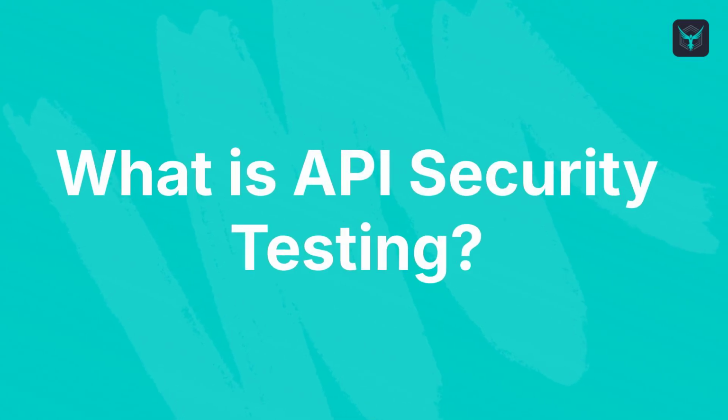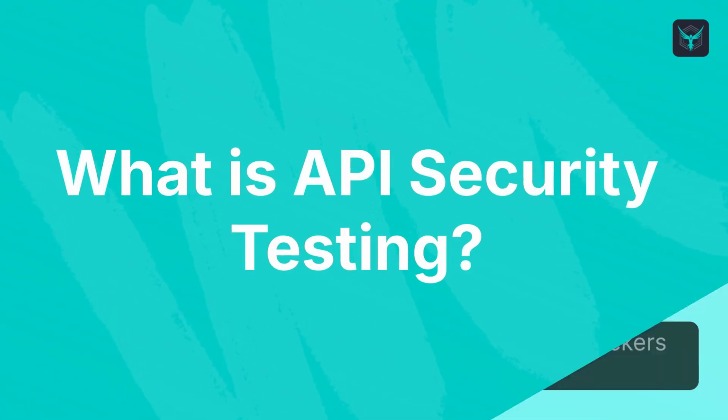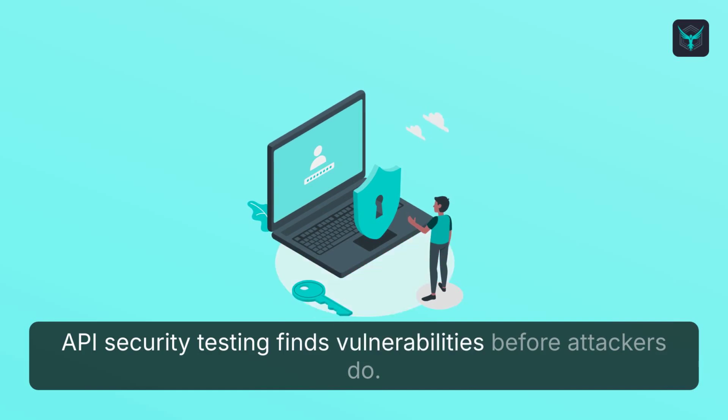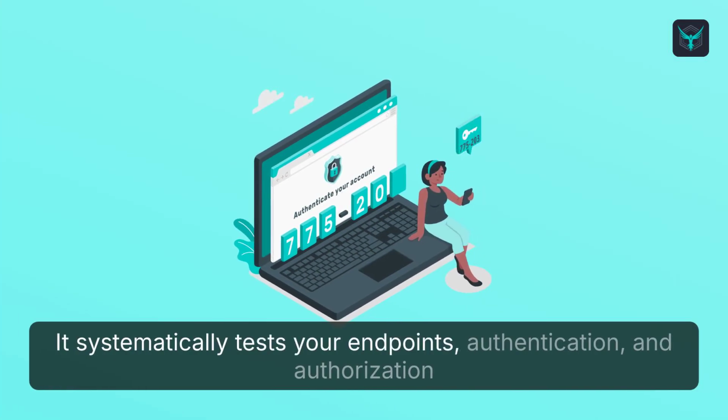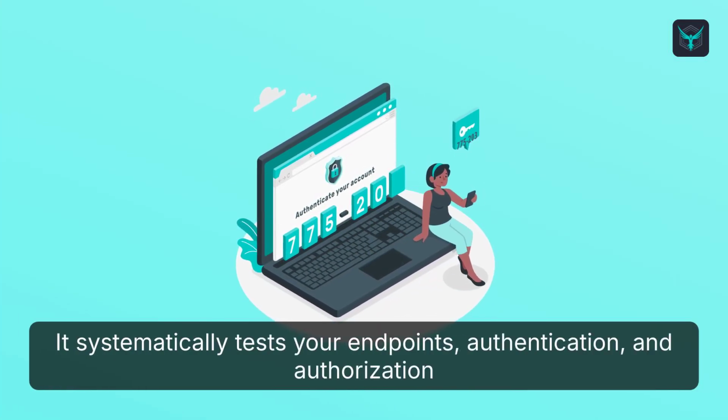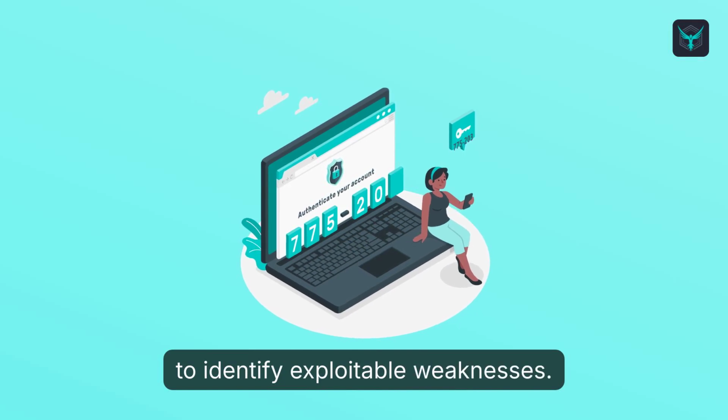What is API security testing? API security testing finds vulnerabilities before attackers do. It systematically tests your endpoints, authentication, and authorization to identify exploitable weaknesses.